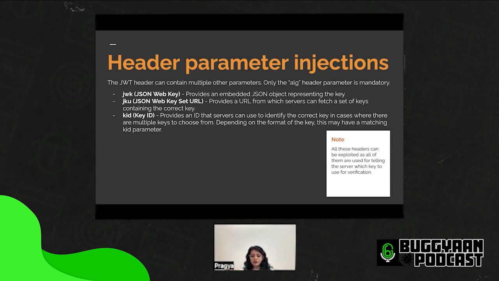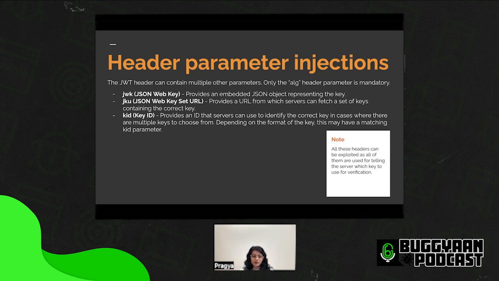And then the third one we have is KID, which is key ID. It's possible that a server may have multiple keys. So key ID provides some kind of an ID that helps servers to identify which key they have to use for this use case or scenario.